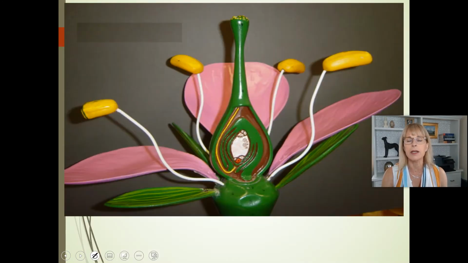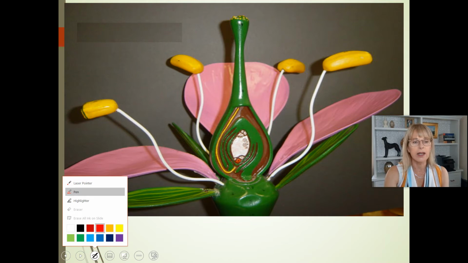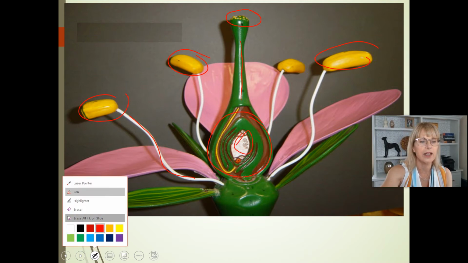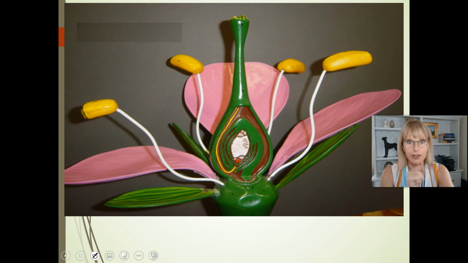Okay, now I think we've got another picture of the model we use in lab. These are the sepals. The flower petals are pink. The anthers are these guys. This would be the filament. Here we've got the stigma, the style, and this is the ovary, and inside of the ovary, there is the ovule. Now, let's talk about what's going to happen in the life cycle of a flowering plant.